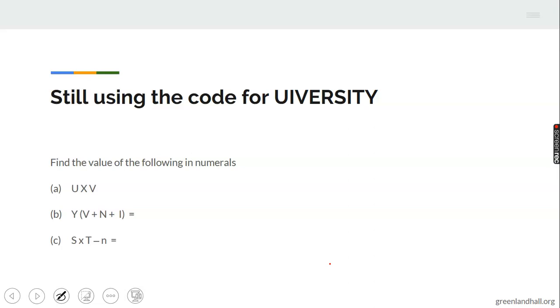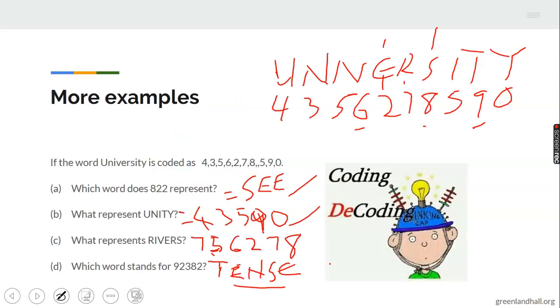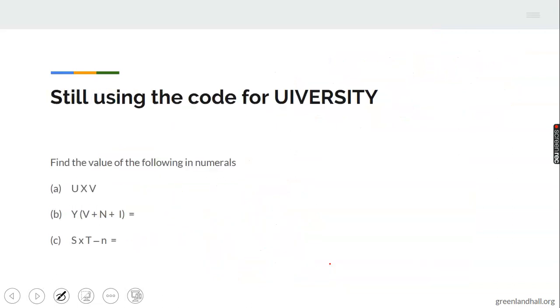Supposing we have university. Using the same code we use for university, which is 43562785990, I want you to solve this for me. U times V, Y into brackets, V plus N plus I, and then S equal times T minus N. Okay, you work it. I'll give you 2 seconds to quickly do that. Still using the code for university.